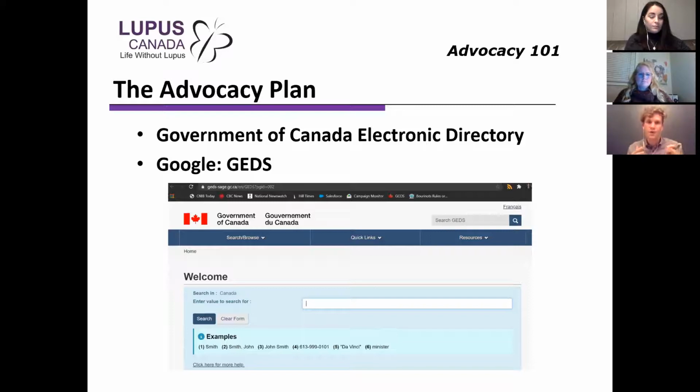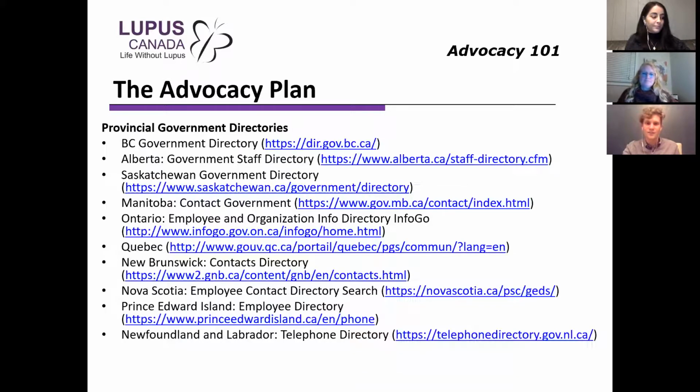So when you have time, take 20 minutes to try and figure this out. It doesn't make sense at first, and I apologize for that. But if you go, you can try and break things down by department, and you'll soon learn the hierarchies of how government is set up. And if you're still confused, you can come back to Lupus Canada and we can try and help figure it out. Provincial governments also have the same thing.